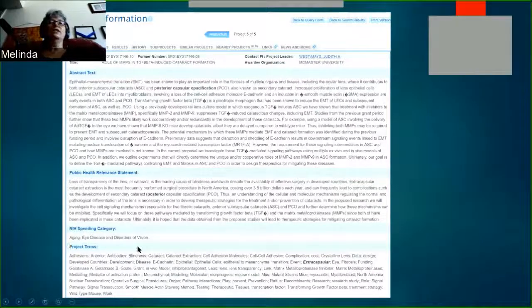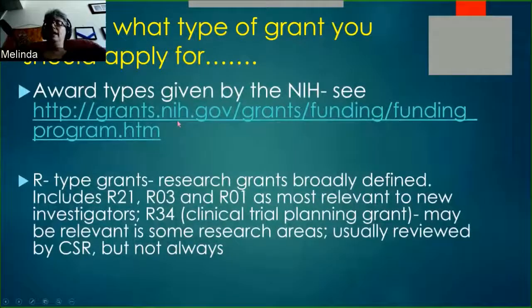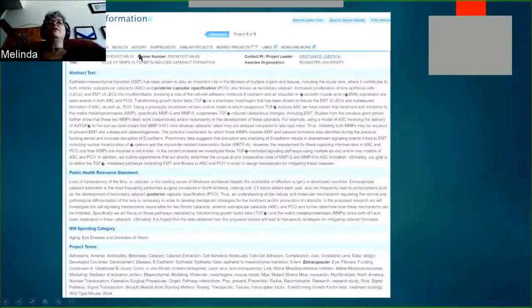NIH spending category, this is for the budget folks. So this is saying what the NIH priorities are that this grant checks the boxes of. And it also gives a whole bunch of key terms that are lifted from her grant that are used in all of these various subject matching things. There's also details, and information about similar projects again. And if you just click through all these tabs, you will get an awful lot of information here.